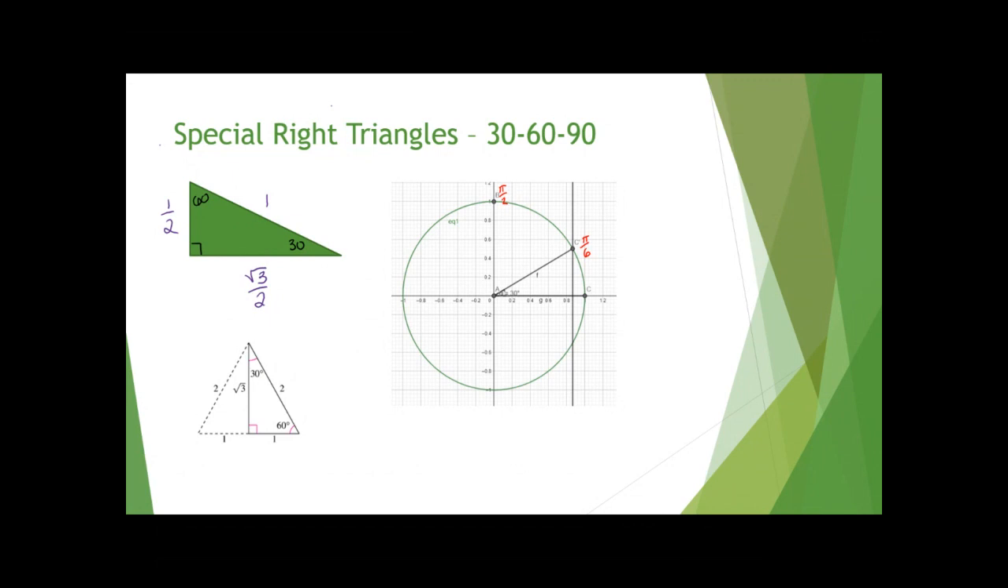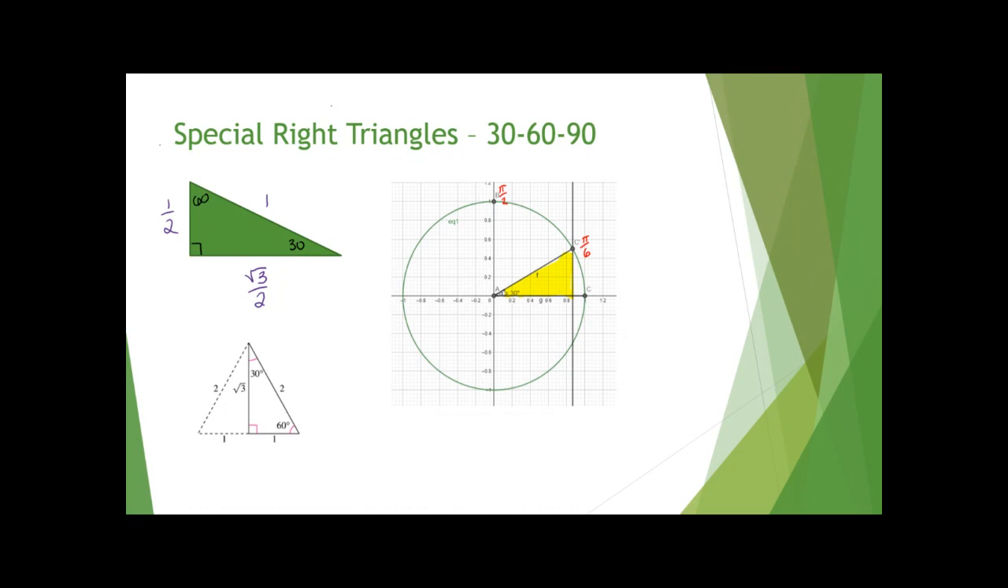You have to think about which angle you are looking at to determine which one is the adjacent and which one is the opposite. 30 degrees matches with pi over 6. You can see that it forms another triangle here. So pi over 6 goes to 30 degrees.